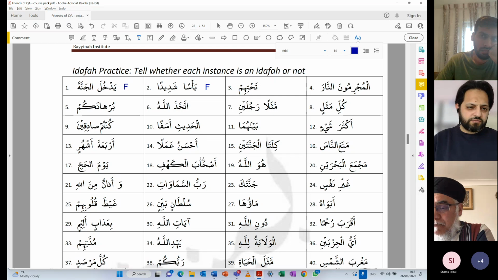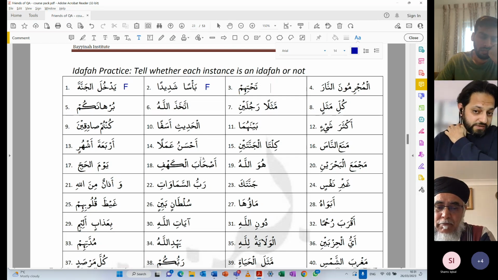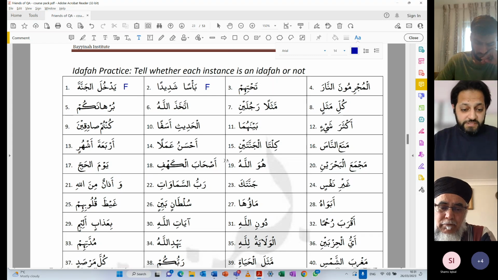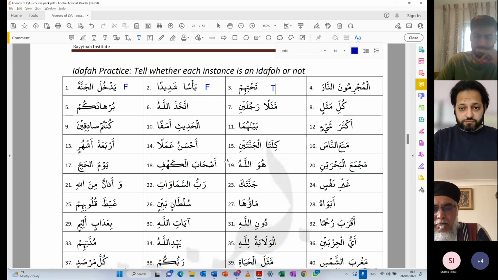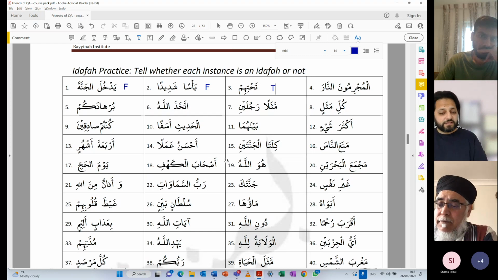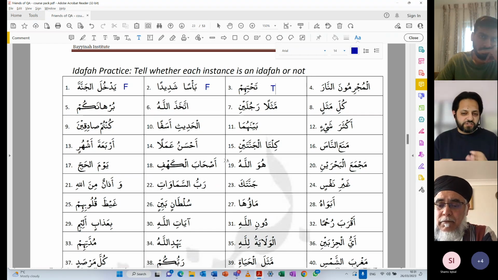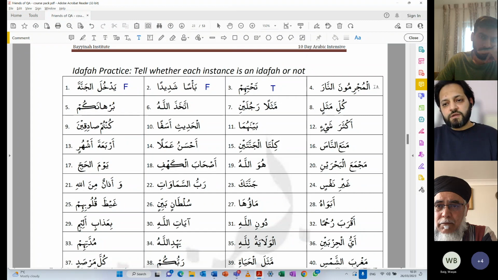If you have that page, please open it in your own notes so you can see that. This is idafa. This is true, right? This is an idafa with special mudafs, with a special ism. Yes, correct.